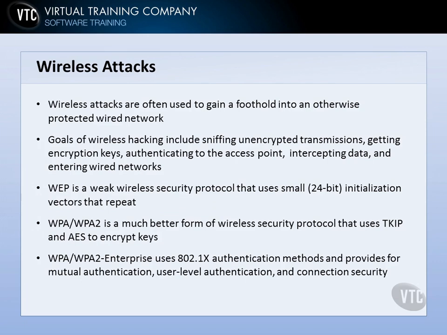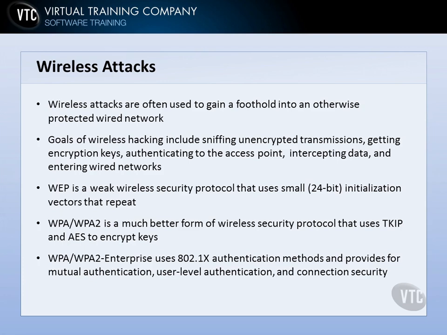So what are the goals of wireless hacking? Well, sniffing unencrypted transmissions if they're not encrypting anything. If they're just wide open, obviously we can get whatever we want just by sniffing. But if they are encrypting traffic, then obviously we want to get the encryption keys so that we can decrypt that traffic. We want to be able to authenticate to the access point so we can join the wireless network and then go further in our hacking process. We also may want to intercept data once we break into the wireless network and, of course, enter the wired networks, as I said.